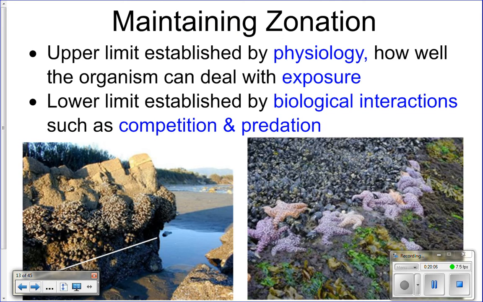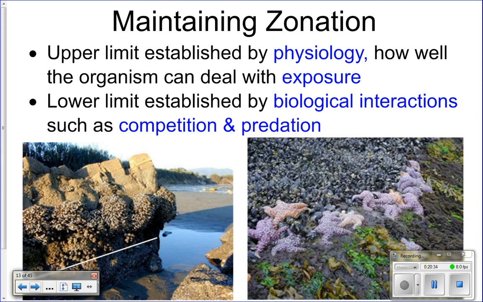So how do we actually maintain these zones in the intertidal, so that we can go there and actually see them? They're actually maintained by two things. The upper limit of the zone is maintained by physiology, so by how well an animal can deal with the amount of air exposure. So if you're an animal that can deal with more air exposure, you can be found higher in the intertidal zone.